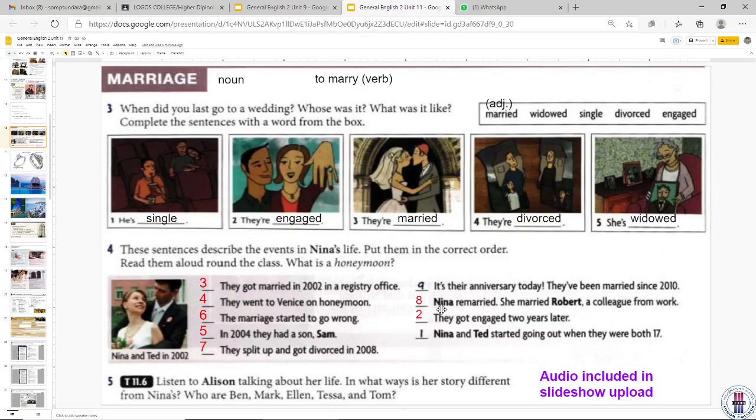And then what happens? Oh, Nina remarried. She married Robert, a colleague from work. And then number 9, it's their anniversary today. They've been married since 2010. So Nina got a divorce in 2008, but then remarried really quickly to Robert. In 2 years, she got a divorce and remarried. Good job, Nina.